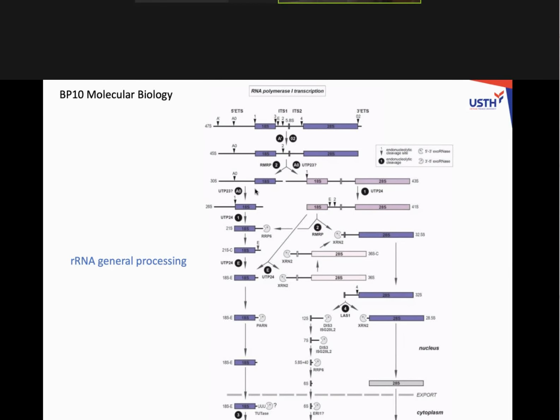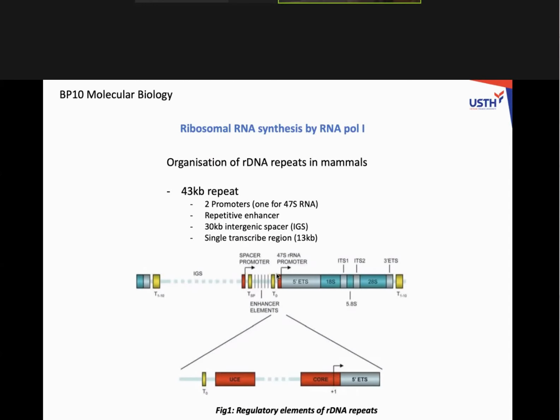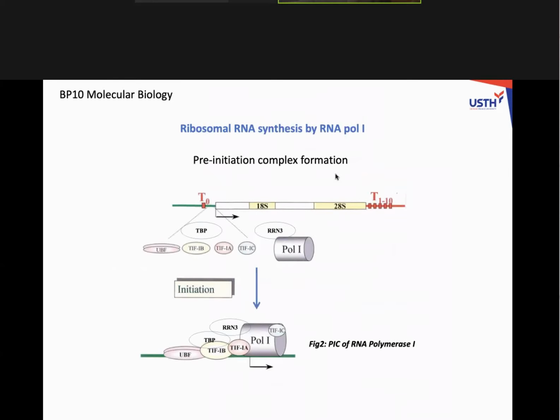So we go back to RNA pol 1. So pol 1, the promoter is like that. Start of transcription, a core region of the promoter that binds the RNA pol, and the more detailed view of this pre-initiation complex formation for pol 1 is this one. So the drawing is a little bit different, but it's the same.